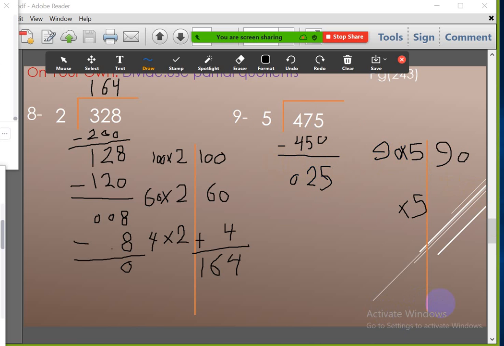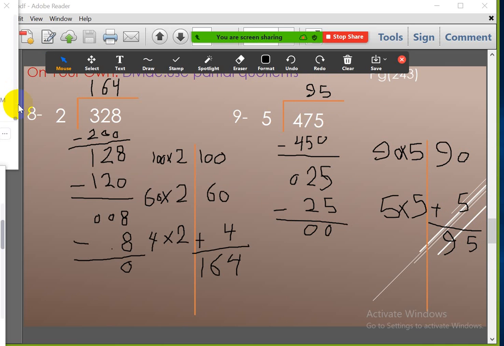Which number? Very good, Lana. It's 5. Very good, Zen, thank you. So 5 multiplied by 5 equals 25. Now I will subtract. 5 minus 5 equals 0. 2 minus 2 equals 0. So there is no remainder. If you add those numbers, 0 plus 5 equals 5, and the 9 will be the same. So the quotient will be 95. This is the answer.